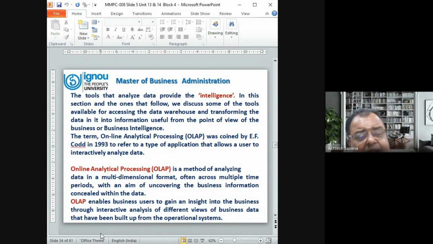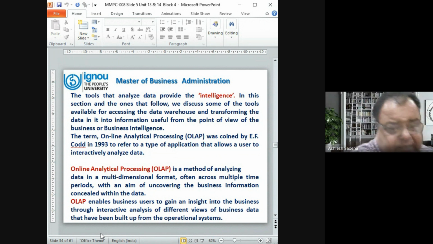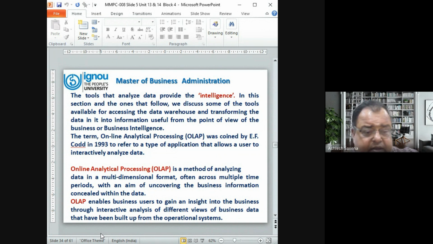The term online analytical process was coined by Codd in 1993 to refer to a type of application that allows a user to interactively analyze data. OLAP is a method of analyzing data in a multi-dimensional format, often across multiple time periods, with the aim of uncovering the business information concealed within the data. OLAP enables business users to gain an insight into the business through interactive analysis of different views of business data, but have been built up with the operational system.